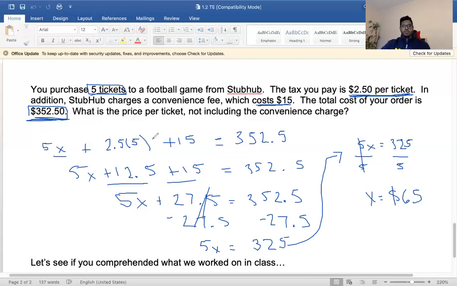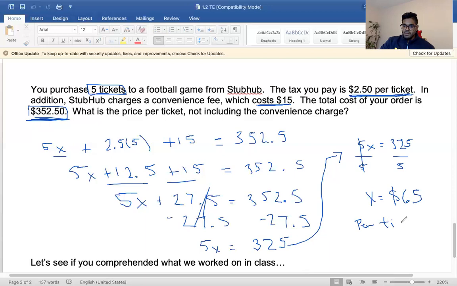Okay. So again, when we looked at this problem, it was in terms of money, right? So x represents some amount of money times 5 of them, because we got 5 tickets, plus 5 times 2.50, because there's 2.50 for the tax, and we got 5 tickets, plus our flat rate of $15, and that has to total $325.50. When we simplify everything down, we figure out that x, the cost of the ticket, is $65 per ticket.